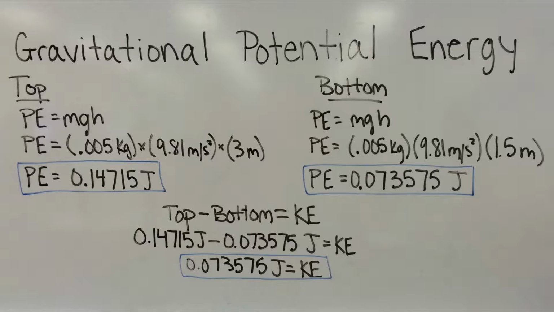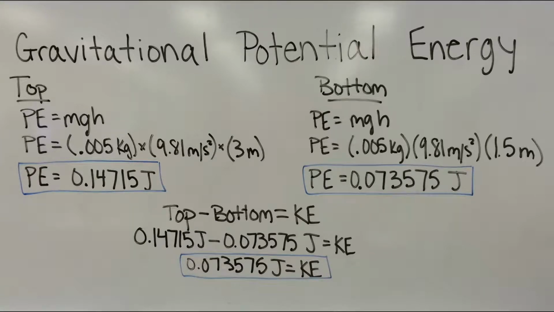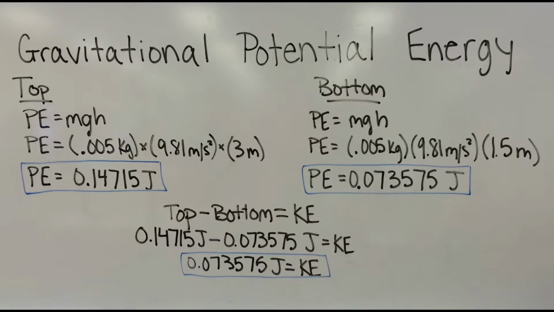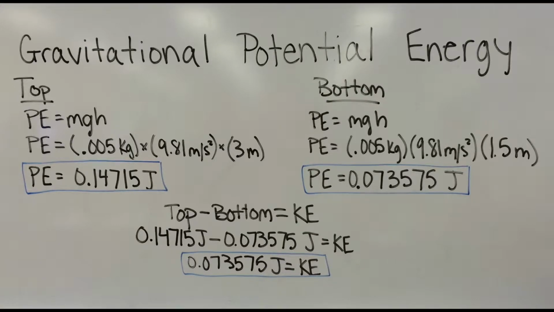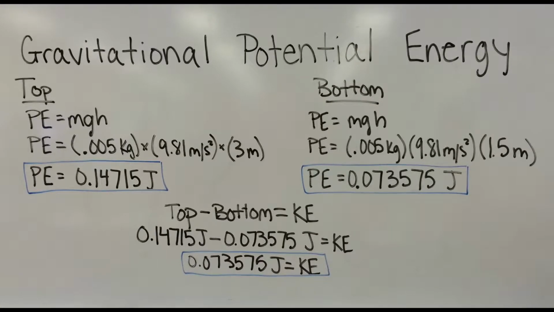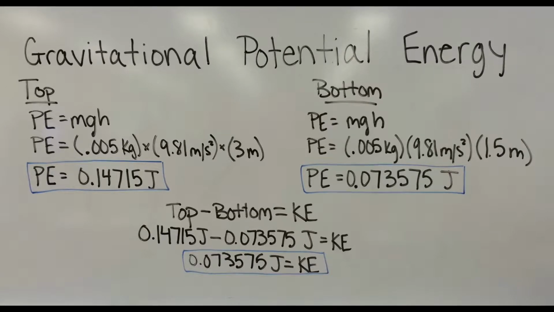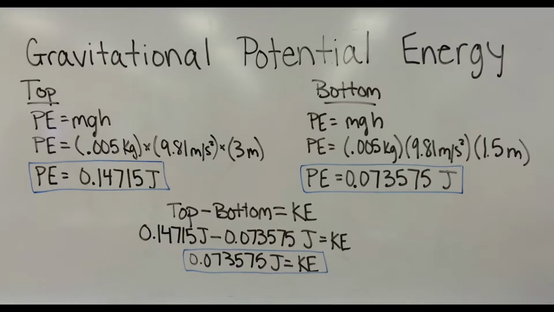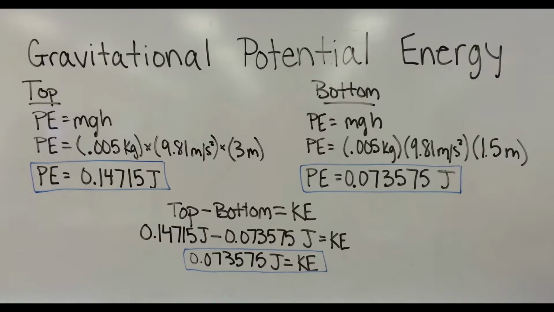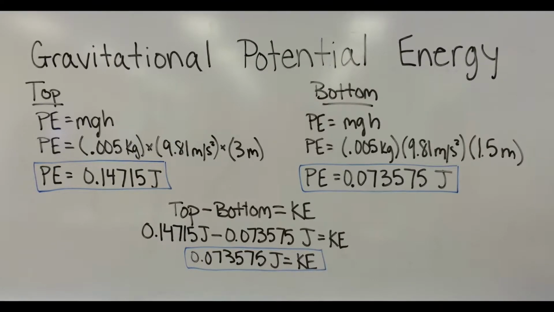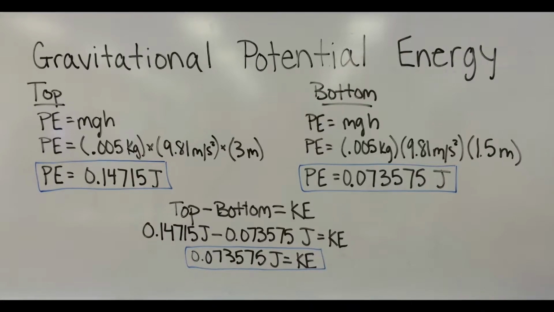In the gravitational potential energy at the top and the bottom of the first hill, the equation potential energy equals mass times acceleration due to gravity times the height was used. For the top of the hill, 3 meters was used as the height, which represented the top of the hill to the floor. For the bottom of the hill, we used 1.5 meters, which represented the bottom of the hill to the floor. The acceleration due to gravity is 9.81 meters per second squared. The mass of the marble was 0.005 kilograms.